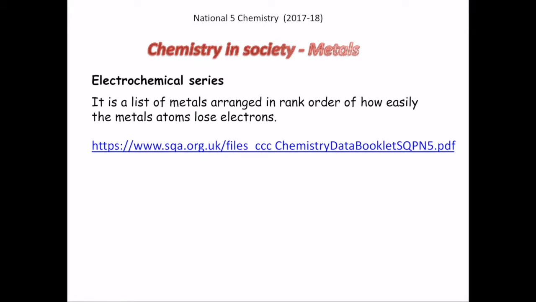The electrochemical series is a list of metals arranged in rank order of how easily the metal atoms lose electrons present in their last or outermost energy shell. I have provided you a link of the chemistry data booklet, which contains the electrochemical series and the periodic table that will help you answer questions in this section. But it is good if you understand how to apply your knowledge in answering these questions.